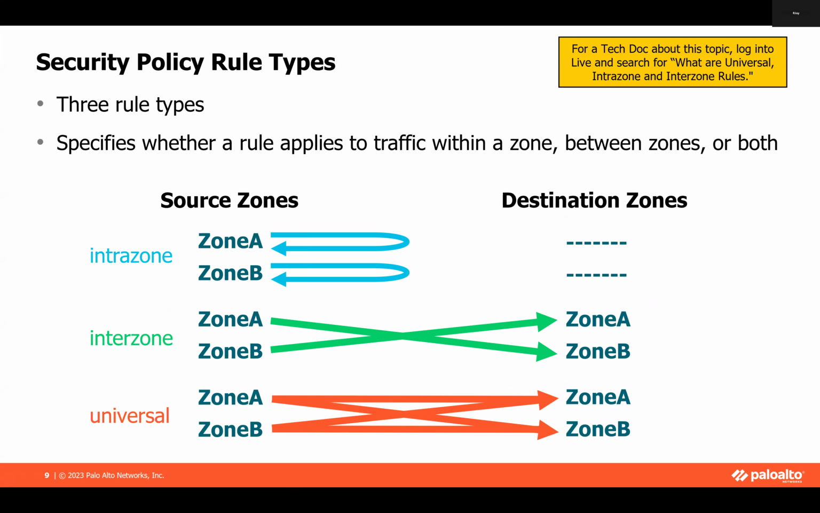So again, intra-zone is going to be something that goes between the same zone. So it's traffic in zone A going through to zone A, or zone B going to zone B. Interzone is going to be between the two zones, and then universal allows us to go both directions. So we can either go from zone A to zone A and zone B, or zone B to zone A and zone B. So 3 different rule types: intrazone, interzone, universal. Most of what you would set up would be probably universal. All right.